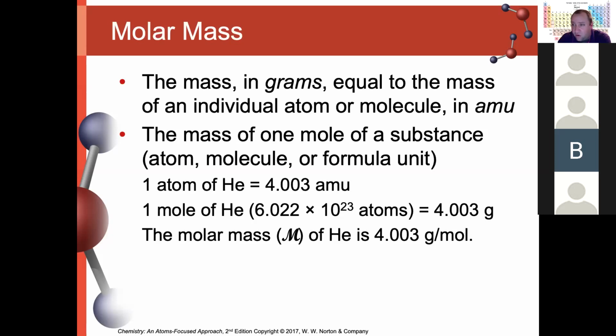So the number of AMUs that an individual atom has is the same as the number of grams an individual mole has if we're talking about moles. So the way that we calculated molecular masses or atomic masses or formula masses is the same. The only difference is instead of talking about things in AMUs, we're going to talk about them now in grams.